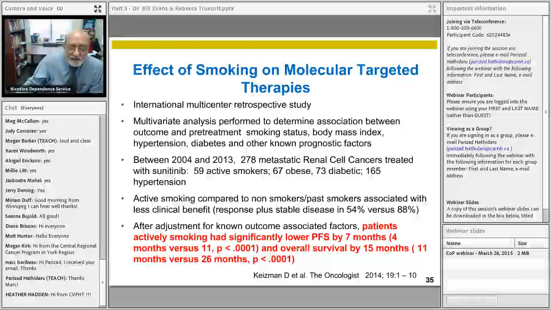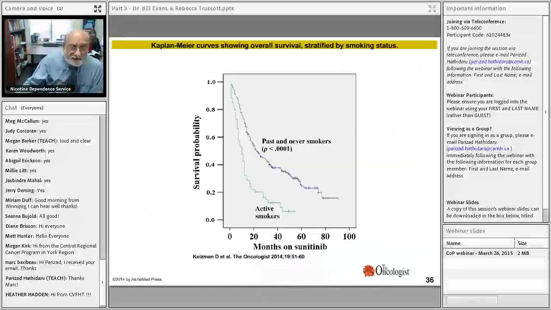But here's the real powerful message, that in the patients who were actively smoking, there was a significantly lower progression-free survival, 4 months in the smokers with metastatic renal cell cancer versus 11 months, and a lowering of the overall survival by 15 months. So a difference between 11 months in the smokers versus 26 months in the non-smokers. This is a very tantalizing bit of information, and if it stands up in randomized trials, will really be a very strong reason for getting our patients receiving cytotoxic drugs and molecular targeted therapies, and perhaps biologic therapies, to stop smoking.